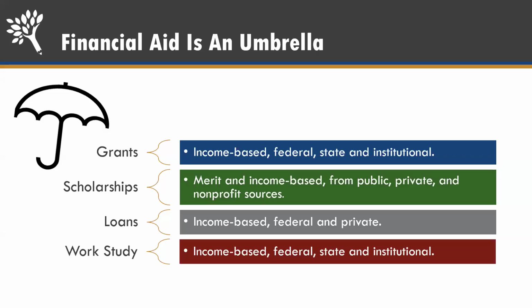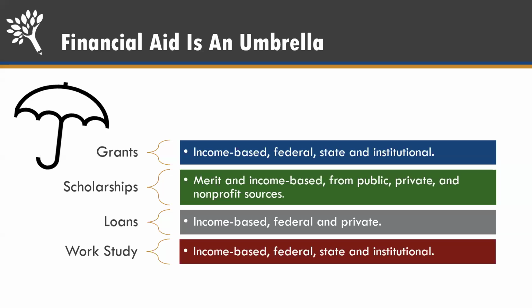Then we have scholarships. Scholarships are merit and income based. There are public, private, and nonprofit sources of scholarships. You have scholarships for students who are left-handed, scholarships for students who want to write about how they're going to survive the zombie apocalypse. There's scholarships for everybody, and we'll talk more about some amazing ones in Washington State.